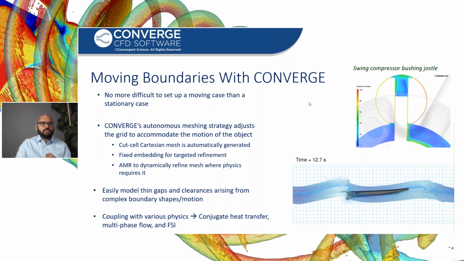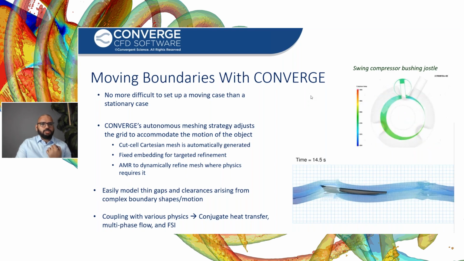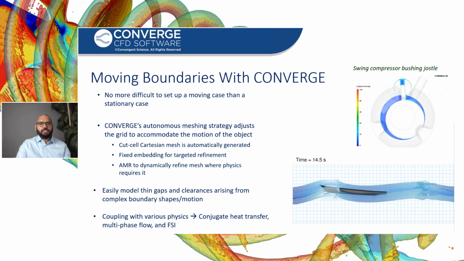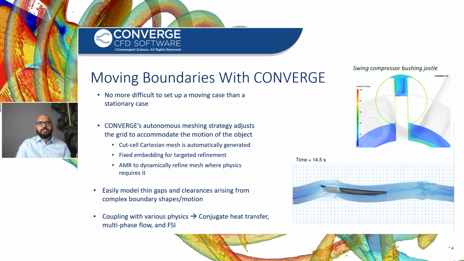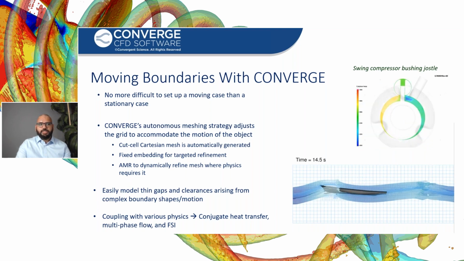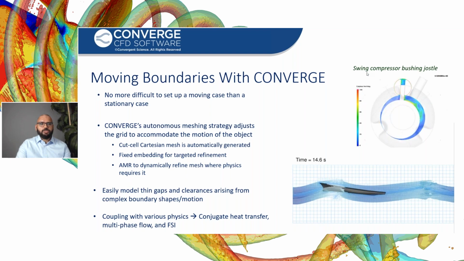So with Converge, it is no more difficult to set up a moving case than it is a stationary case. Converge's autonomous meshing strategy automatically creates a Cartesian mesh and a body-fitted grid around the object, and embedding can be used to add targeted refinement in areas where users think it is needed. And we can also use AMR to dynamically refine the mesh where the physics requires. So using this approach, it's very easy to model thin gaps and clearances arising from complex boundary shapes and motion.